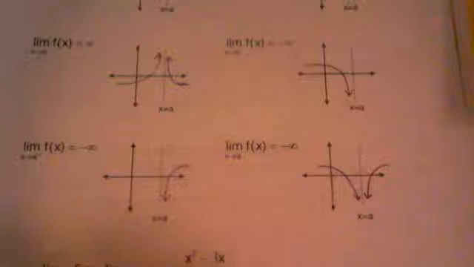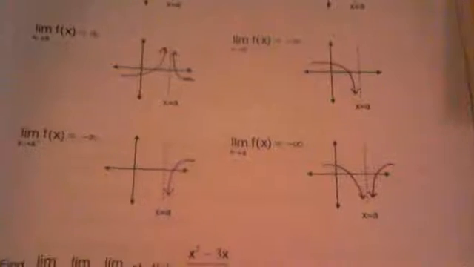So we can talk about what is happening at that asymptote as infinity or negative infinity, even though in all of these instances the limit doesn't exist. We're just talking about what is happening on the graph.